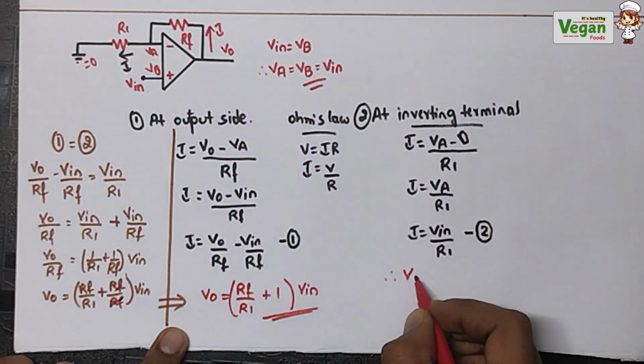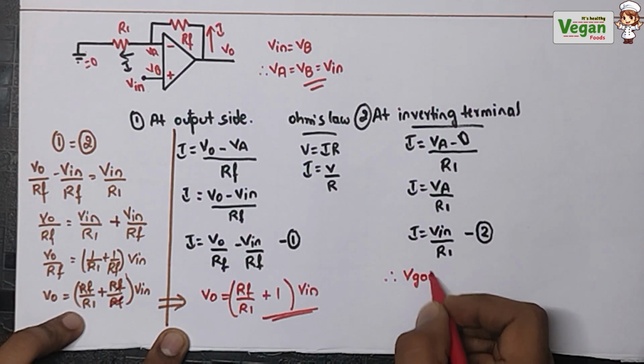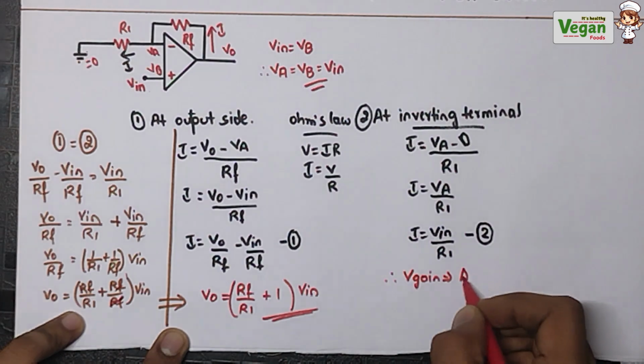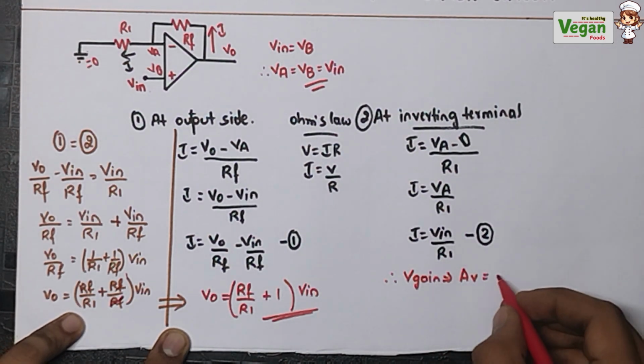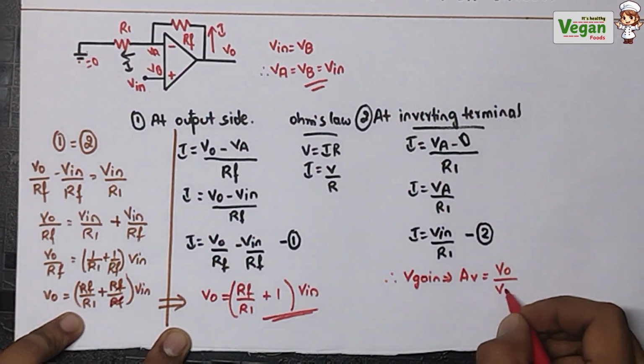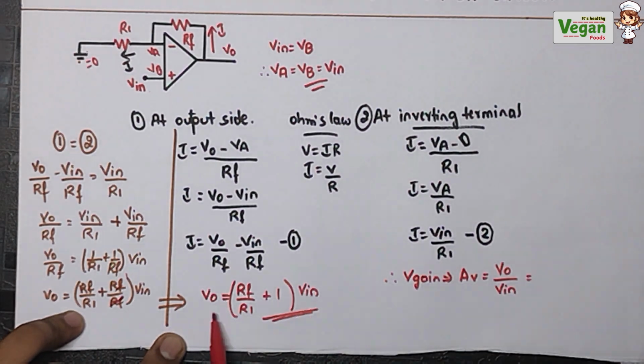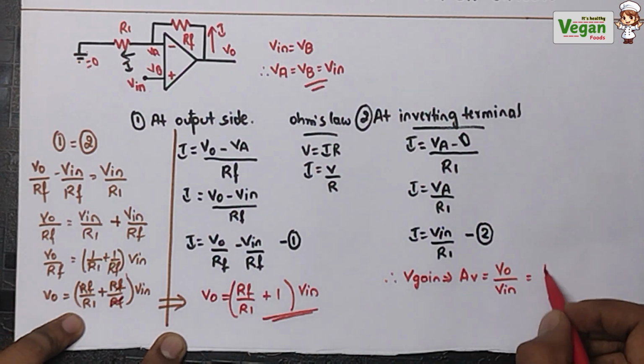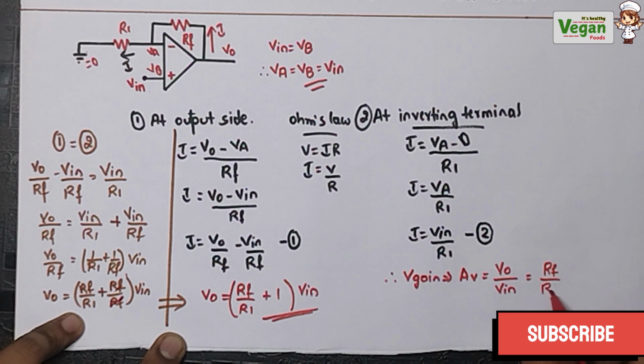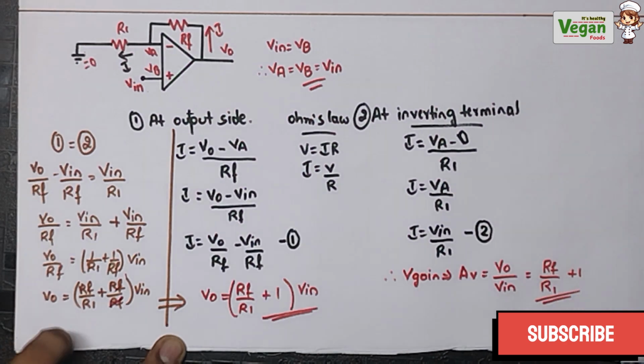Therefore what will be its voltage gain? The voltage gain, or it can be called AV. What is the voltage gain? Output voltage divided by input voltage. So if I send this input voltage to this side, that is output voltage divided by input voltage, what will it be? Rf divided by R1 plus 1. So this will be the voltage gain.